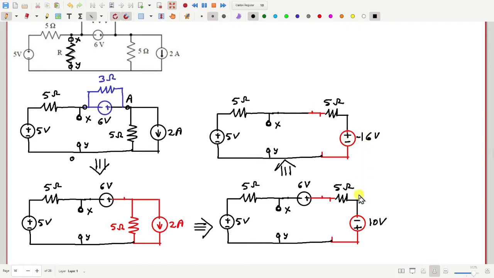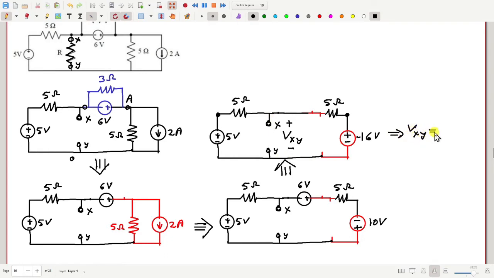Okay, now can you tell me how much is Vxy? 5.5 volts, sir. It will be basically the average of 5 volt and minus 16 volt. Okay, so Vxy.